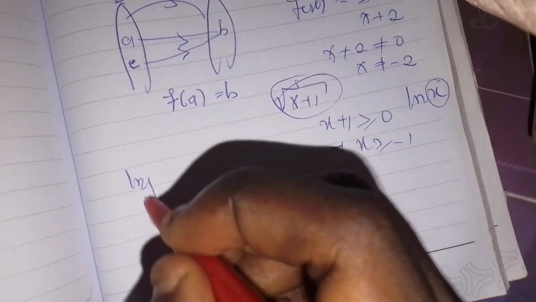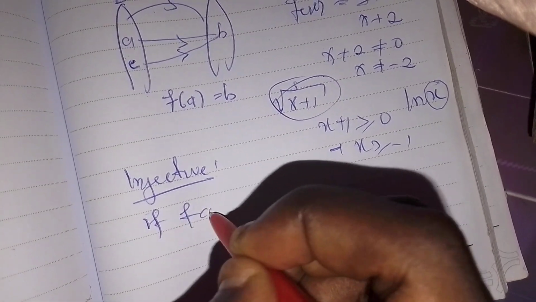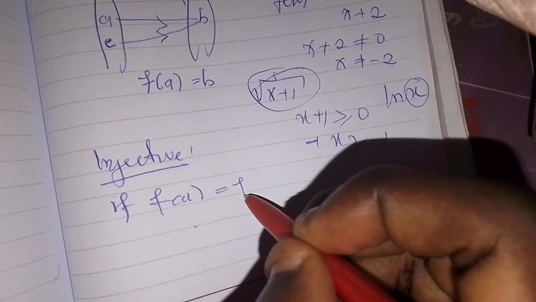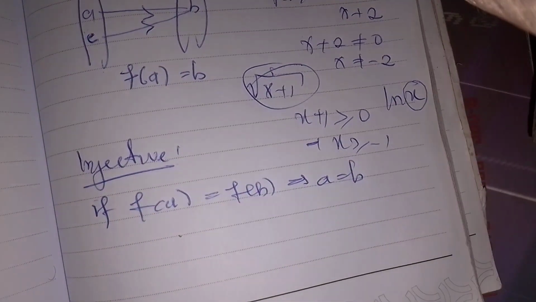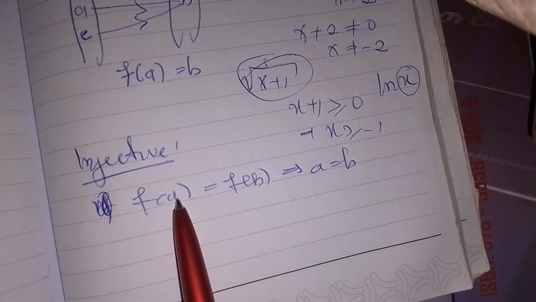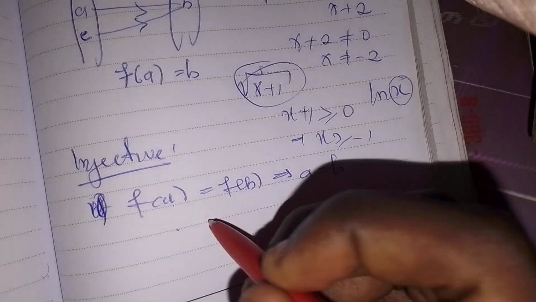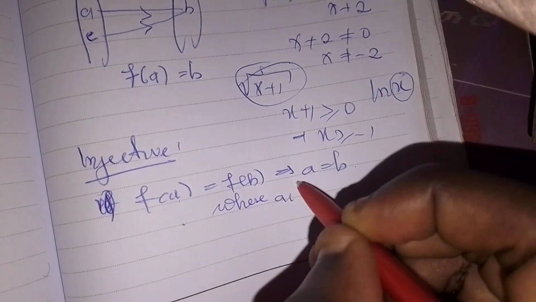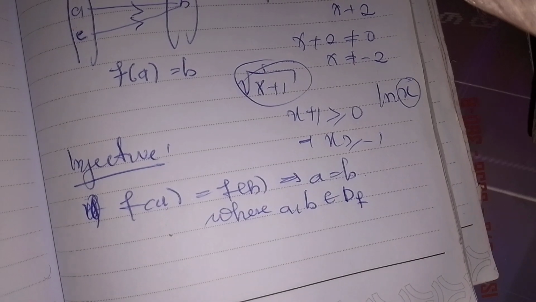A function is injective if f of a is equal to f of b, it means that a is equal to b. So if you want to show that a function is injective, you just have to show that f of a equal to f of b implies a equal to b, where a and b are all in the domain of definition of the function. Let's take an example and try to show that a function is injective.